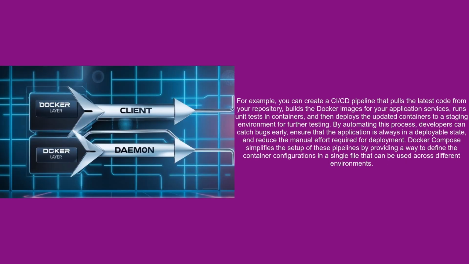So, imagine you're a developer working on a project and you want to streamline your deployment process. Well, you can set up a CI/CD pipeline that automates everything for you. This pipeline will pull the latest code from your repository, build Docker images for your app services, run unit tests, and deploy the updated containers to a staging environment. By doing this, you can catch bugs early, keep your app always ready for deployment, and save yourself a ton of manual work. And guess what? Docker Compose makes setting up these pipelines a breeze. It lets you define all your container configurations in a single file that you can use in different environments. So, with Docker Compose, you can easily manage your containers and make your deployment process super efficient. Cool, right?